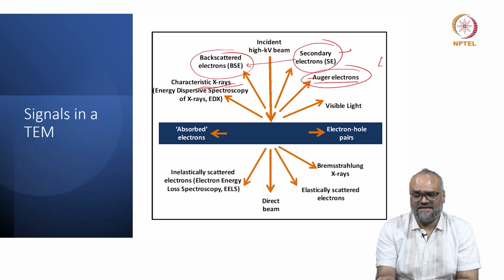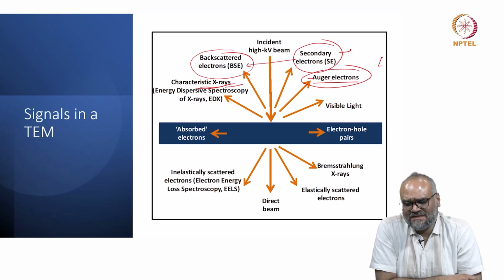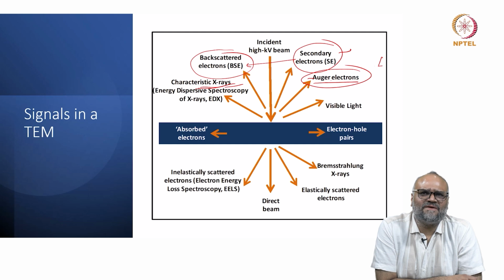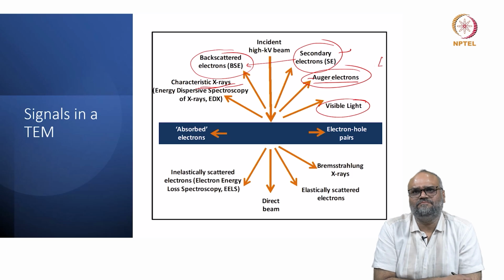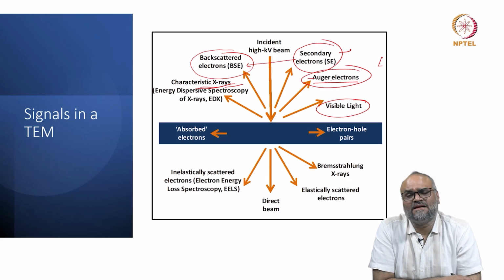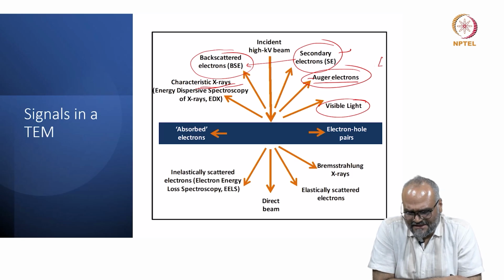So these are essentially inelastic scattered signals, and there is an energy associated with these, and using these you can identify which elements are present within the material. You may also have the emission of visible light. There is a technique called cathodoluminescence, where the visible light is used, typically in semiconductor materials, because of electron hole recombinations, you may have emission of visible light.